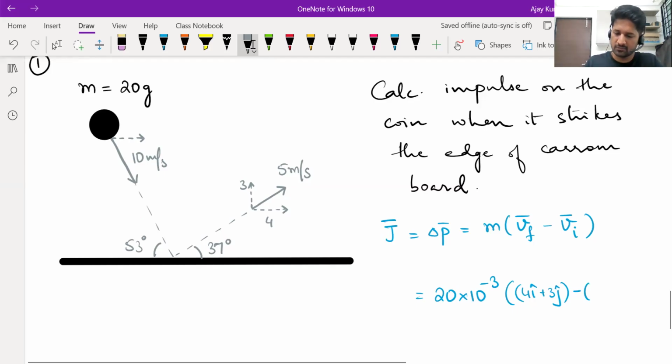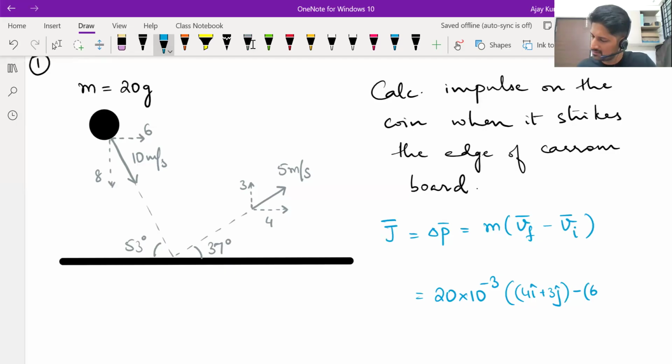X component will be 6. What about y component? Sir, minus 8 j cap. Minus 8 j cap. So the initial velocity will be 6 i cap minus 8 j cap meters per second. And okay, you can do the rest of the calculation.